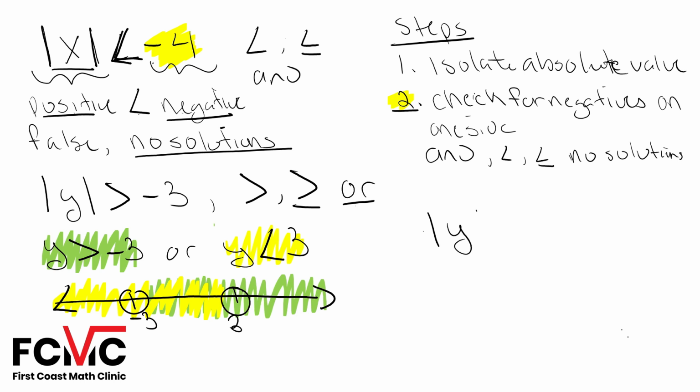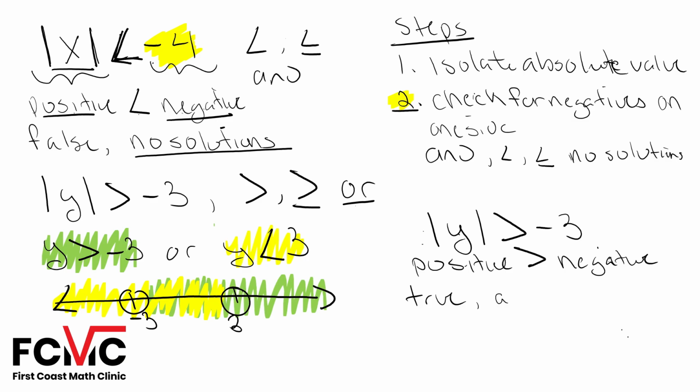Now let's look at our inequality. Let's do this the second way. Absolute value of y is greater than negative 3. We know the absolute value of y is a positive number that's greater than negative 3. So that's going to be a negative. And we know that for any value of y, a positive is going to be larger than a negative. This is a true statement. So our answer here is going to be all real numbers.